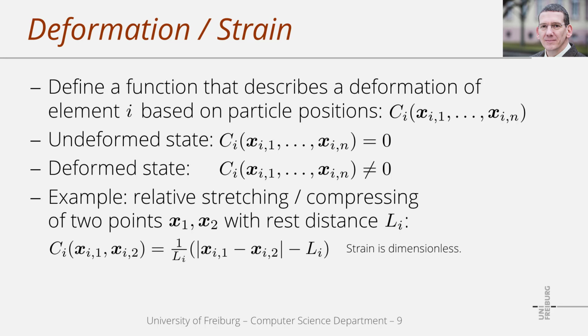The simplest example for deformation is certainly the stretch or compression of two particles at positions x1 and x2. If we consider an element i that is formed by these two particles with a rest distance L_i, then the strain C of the element i formed by the particles x_i1 and x_i2 can be computed as the difference between the actual distance of the particles and the rest distance L_i divided by the rest distance. The normalization is not necessarily required for the concept, but it is a typical convention that strain should be dimensionless.